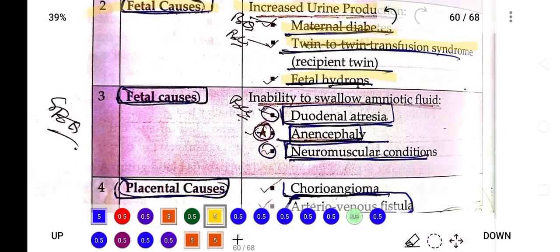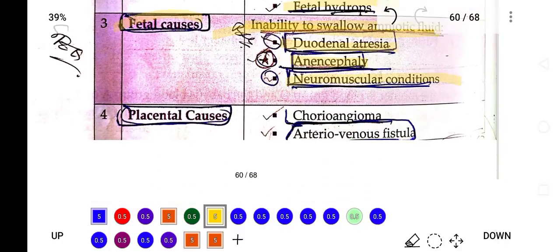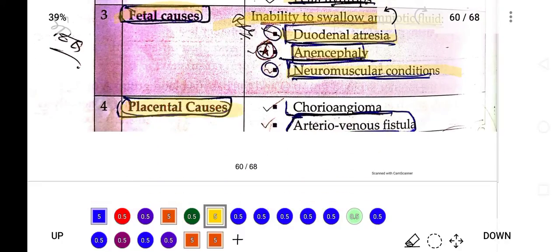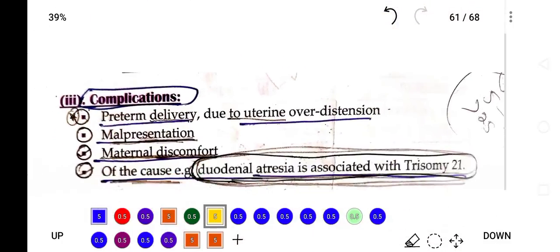And fetal causes are inability to swallow amniotic fluid, as in duodenal atresia, anencephaly, or neuromuscular conditions. Polyhydramnios can be developed. Placental causes include chorioangioma and arteriovenous fistula. These are the placental causes.